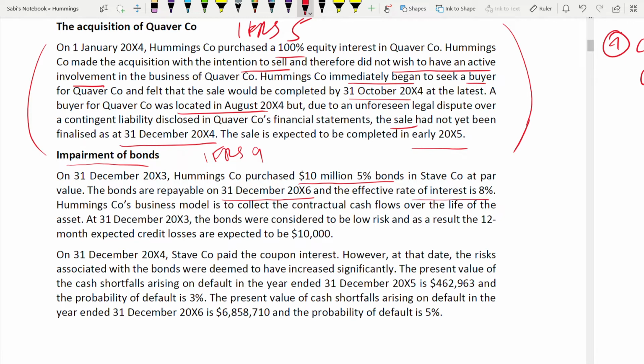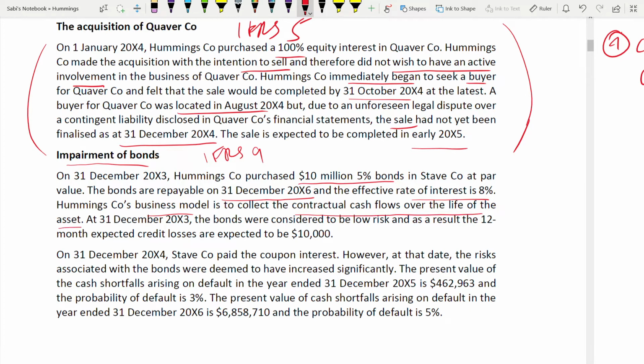Okay, they will give you all this: the amount of the bond, the coupon rate, when the bonds are repayable, and what is the effective rate of interest. Whenever a bond is there, these things they will always give you. And the business model. What is the business model? To collect the contractual cash flows over the life of the asset. The business model is very important.